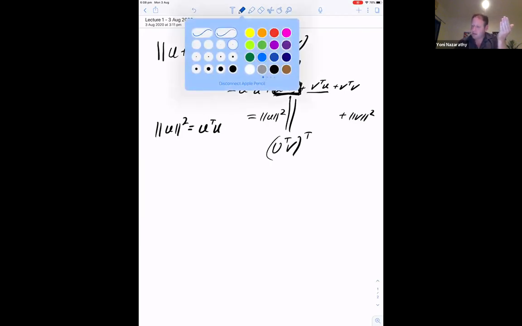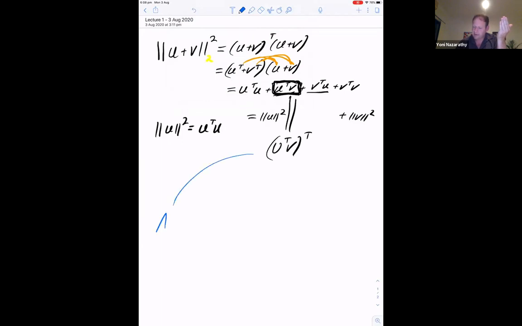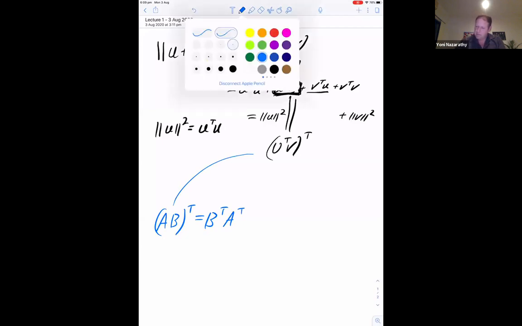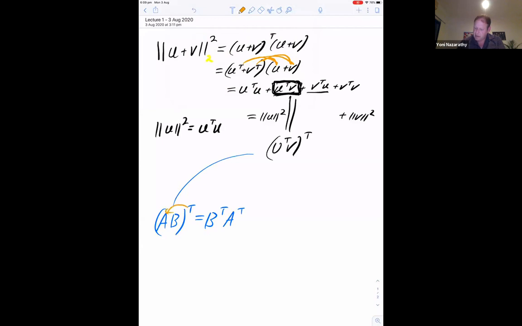Now on the side, you also remember that AB transposed, for matrices, is B transposed A transposed. So then I can apply that. If I do this transpose here, I flip him, and that just works from the way of transposition.